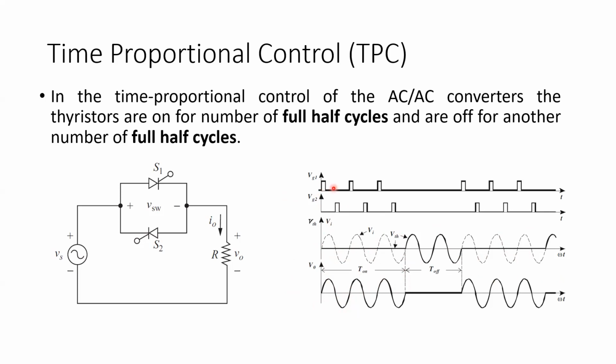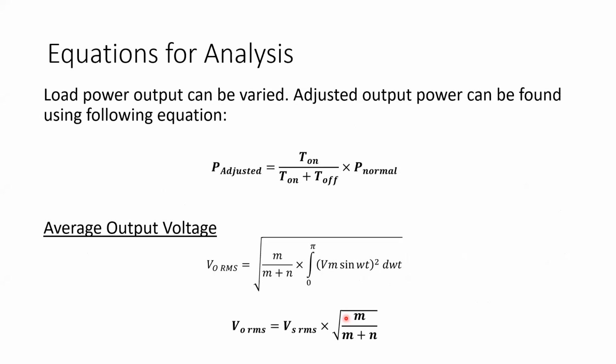So what we do is we give gate pulses as this. So there will be a few cycles going to the load, and there will be some blank time. There are no pulses going to the other side, and then again there will be some pulses going to the other side. So this is called time proportional control. As I explained earlier, it is basically PWM for AC. And so this is very straightforward.